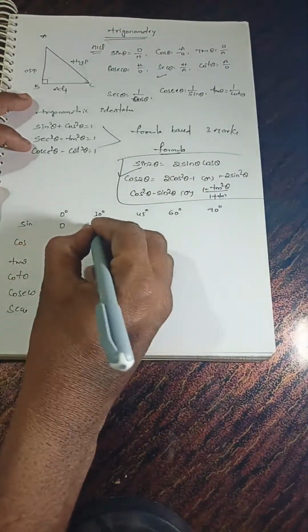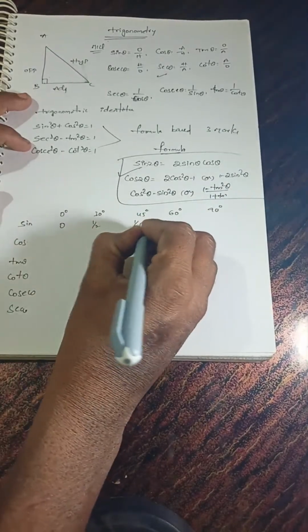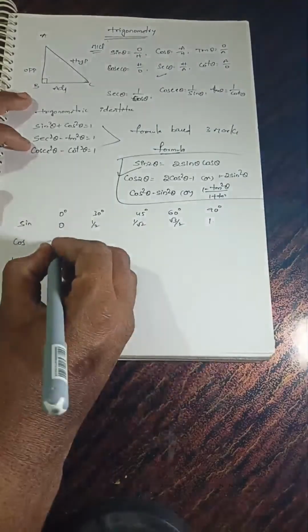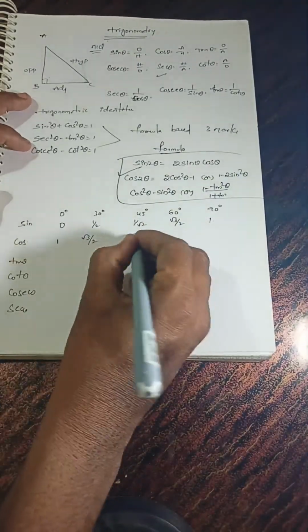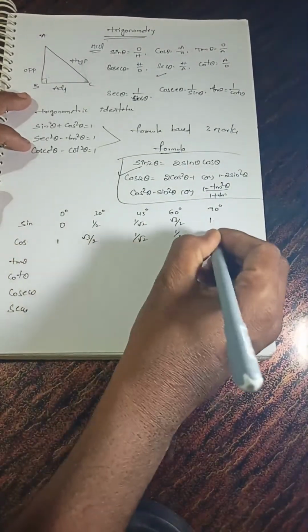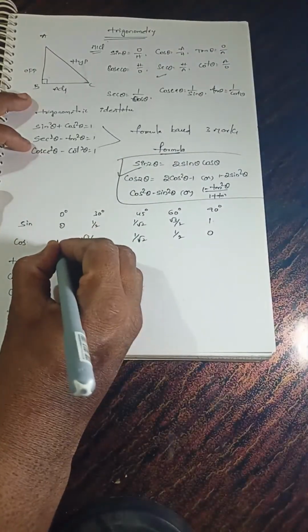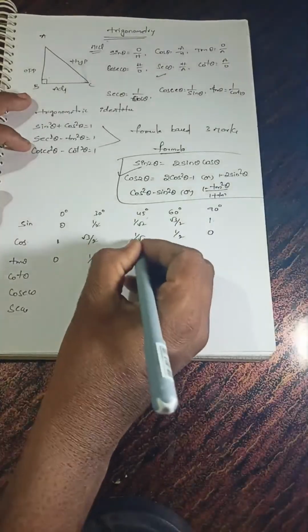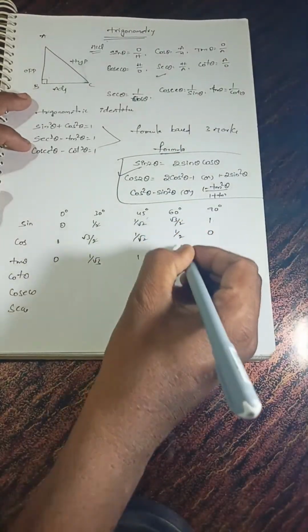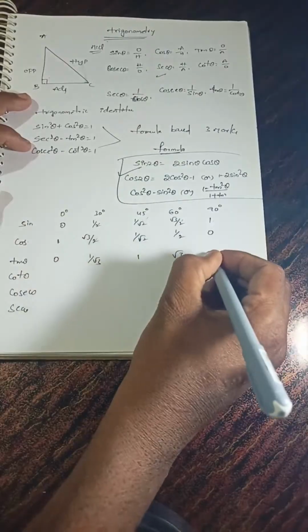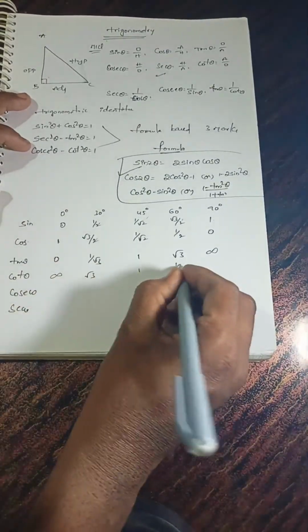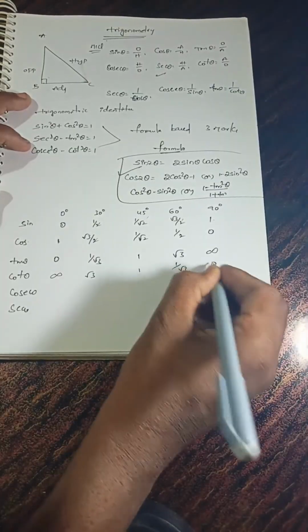Sin: 0, 1 by 2, 1 by root 2, root 3 by 2, 1. Write the reverse, you'll get cos: 1, root 3 by 2, 1 by root 2, 1 by 2, 0. Then tan is sin by cos: 0 by 1 is 0; the 2s cancel, you get 1 by root 3; the root 2s cancel, you get 1; the 2s cancel, you get root 3; 1 by 0 is infinity. Write the reverse for cot: infinity, root 3, 1, 1 by root 3, 0.